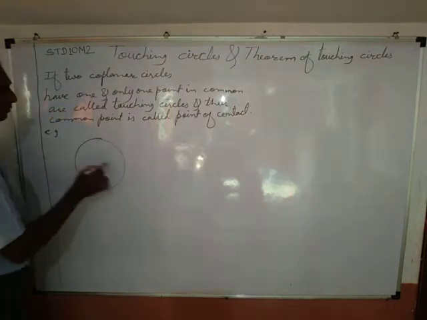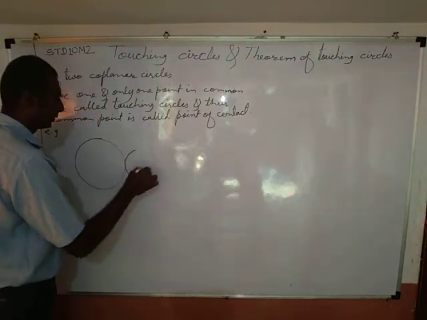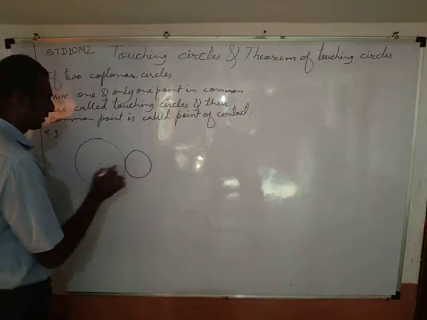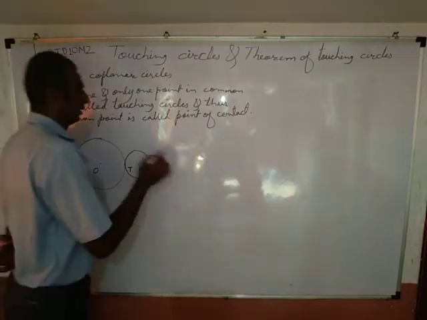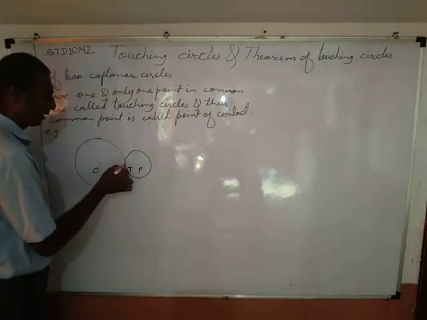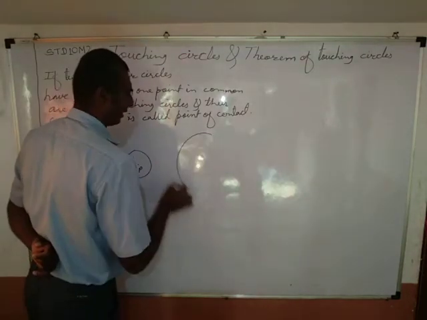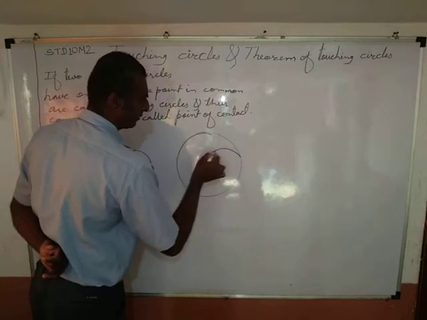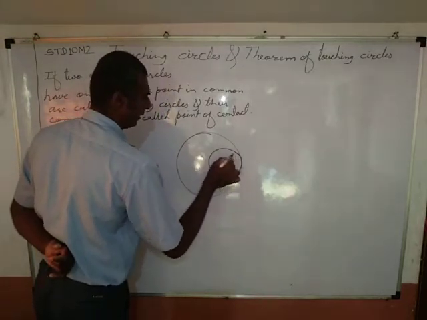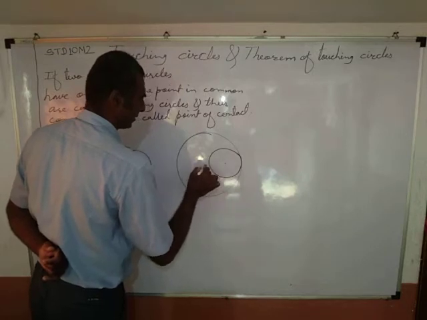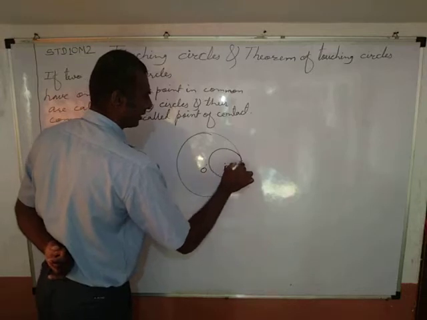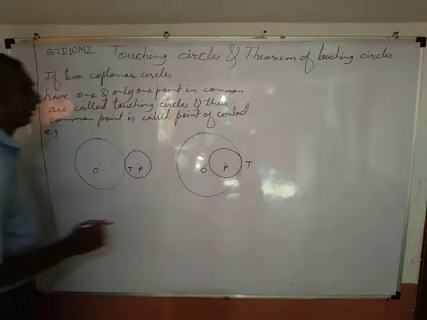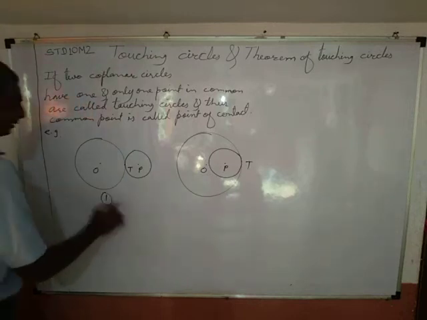In the figure, you may note circles with centers O and P touch each other at point T. Okay, it is a case of externally touching circles, and here is a case of internally touching circles. Circles with centers O and P touch each other at point T.